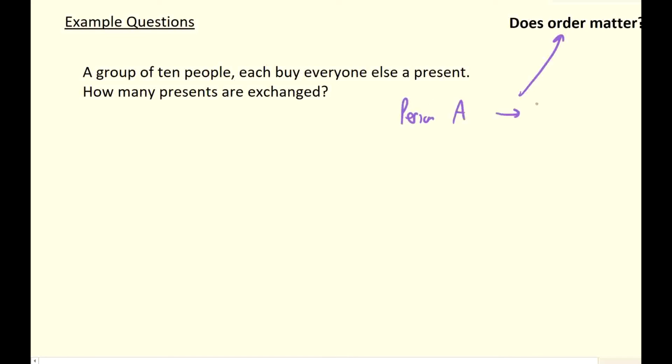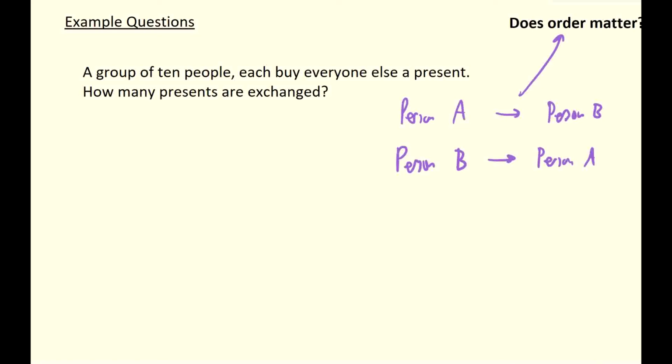He will have to give a present to person B. And that is going to be different from person B giving a present to person A. Okay, they've each got a unique present to give the other person. That means that order does matter. Okay, it matters who gives what to whom, which means we do not need to divide. Okay, so let's work this out.